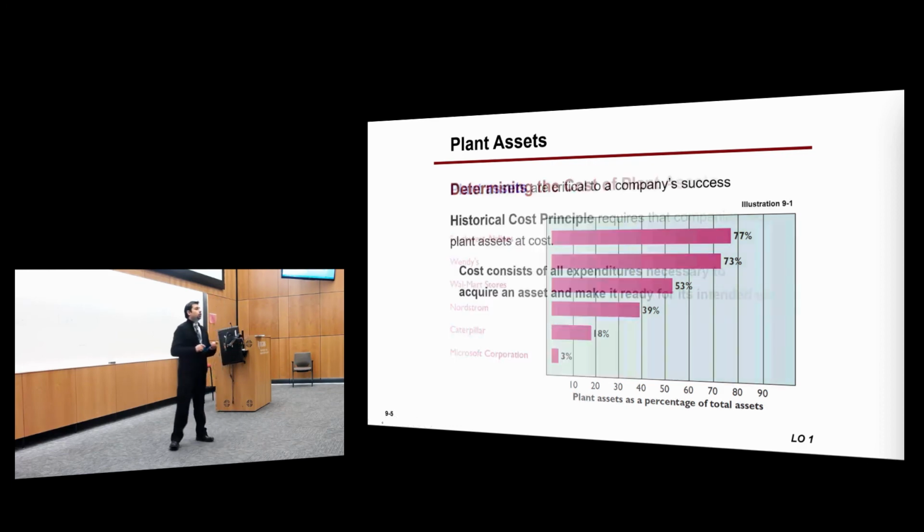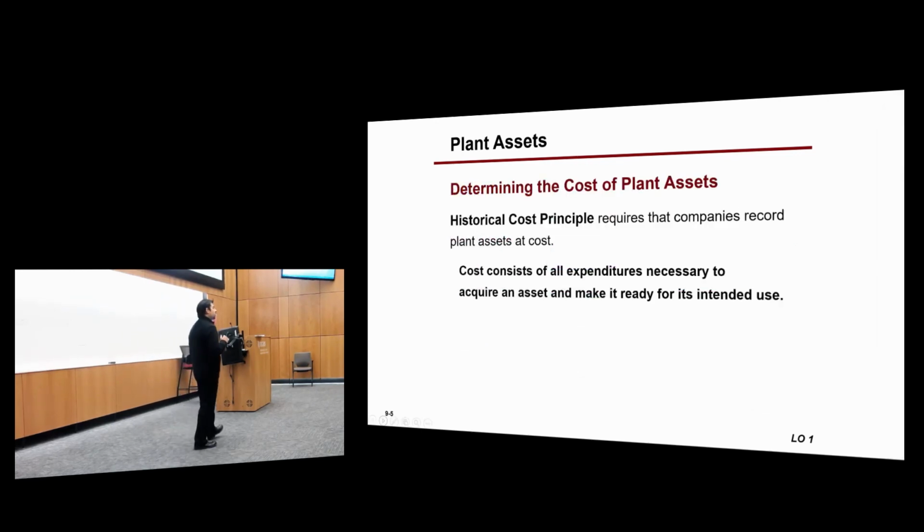Okay. This we have covered before, so I'm going to go fast over this. Companies use the historical cost to record their property, plant, and equipment. So for PP&E, we use historical cost. The cost is not just the purchase price. It's the purchase price plus any additional costs that were associated with acquiring that equipment or that asset until it is ready for its intended use.